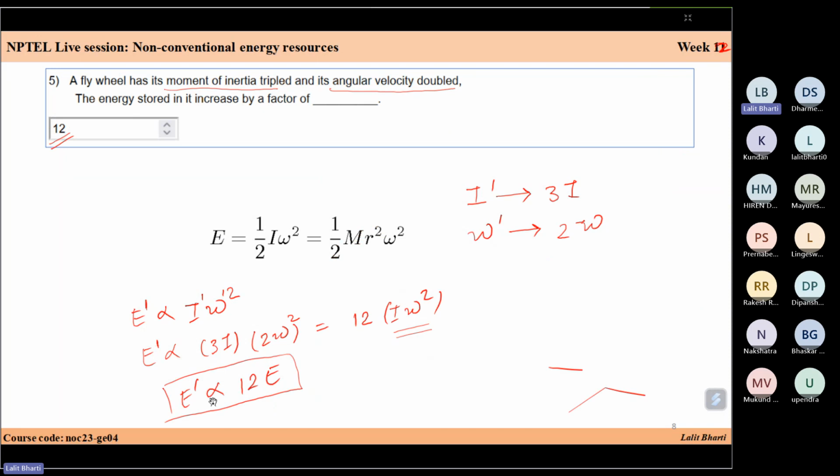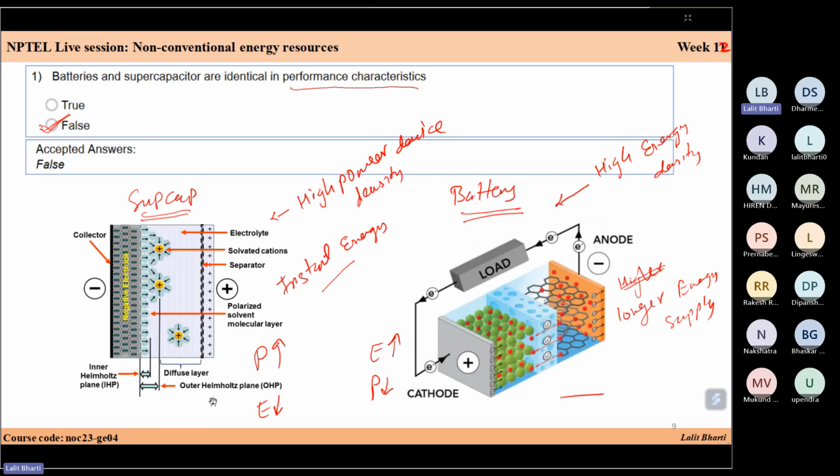Then these were the few questions from the mechanical energy stores. Then we come back to the supercapacitors. Now here we are comparing the supercapacitors with the conventional battery. So the question is, are batteries and supercapacitors identical in performance characteristics? No, these are not exactly identical. They both are kind of electrochemical devices, but they have significant differences.